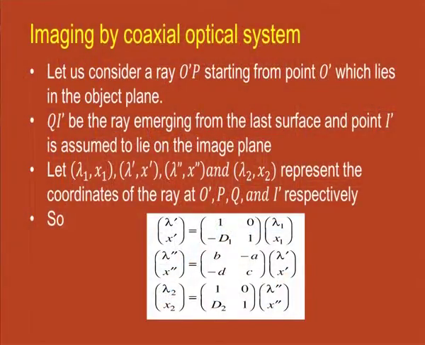Now, let us consider a ray O'P starting from point O', which lies in the object plane, and QI' be the ray emerging from the last surface, and point I' is assumed to lie on the image plane. Let λ1 x1, λ' x', λ'' x'', and λ2 x2 represent the coordinates of the ray at O', P, Q and I' respectively.